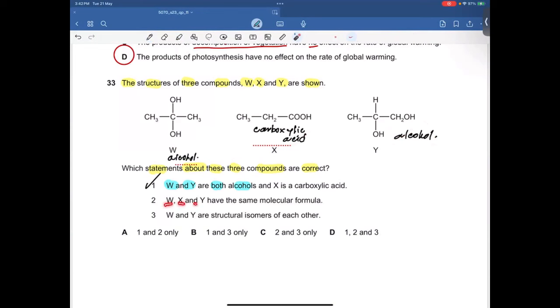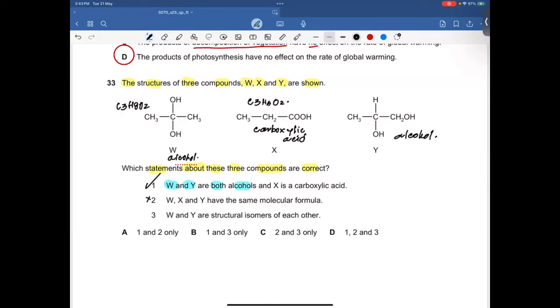W, X, and Y have the same molecular formula. Let me count the carbon atoms. We have 3 carbon atoms, 3 plus 3 is 6, 6 plus 2, 8 hydrogen atoms, and 2 oxygen atoms. Here we have 3 carbon atoms, 6 hydrogen atoms, and 2 oxygen atoms. So the molecular formulas are not the same, because we have 8 hydrogen atoms here and 6 there. So I think the second statement is incorrect.